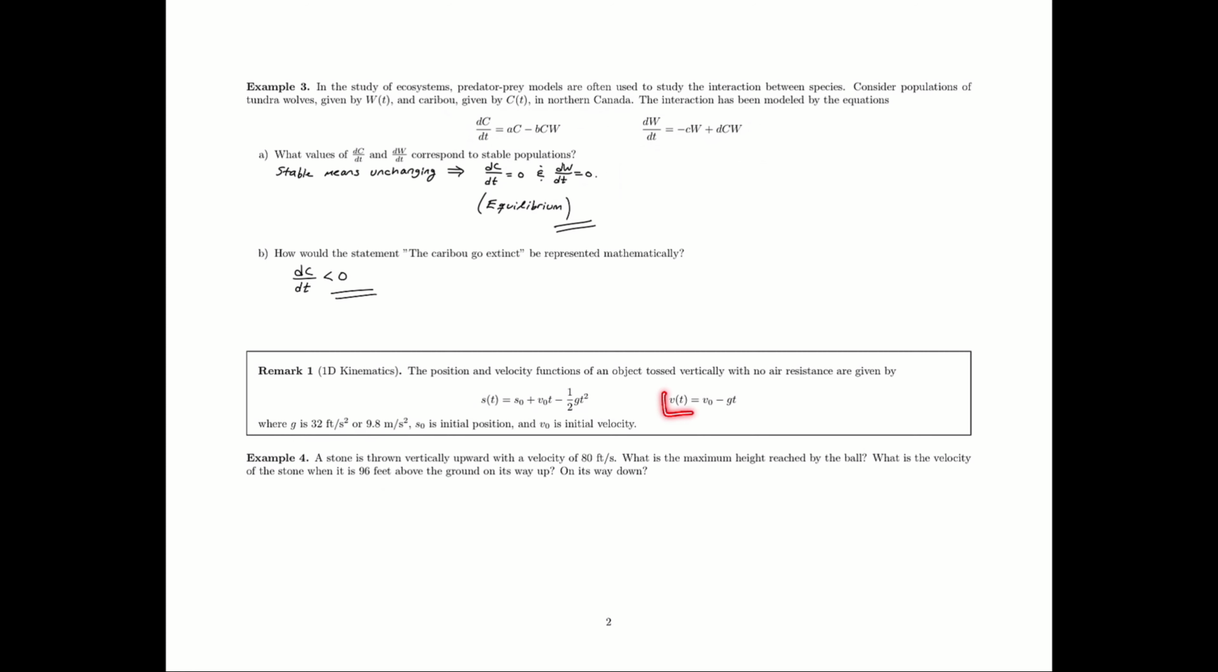Okay, and then we have a velocity equation, which is your initial velocity minus your g t. So this is assuming that we have some sort of projectile that is moving up and down vertically.